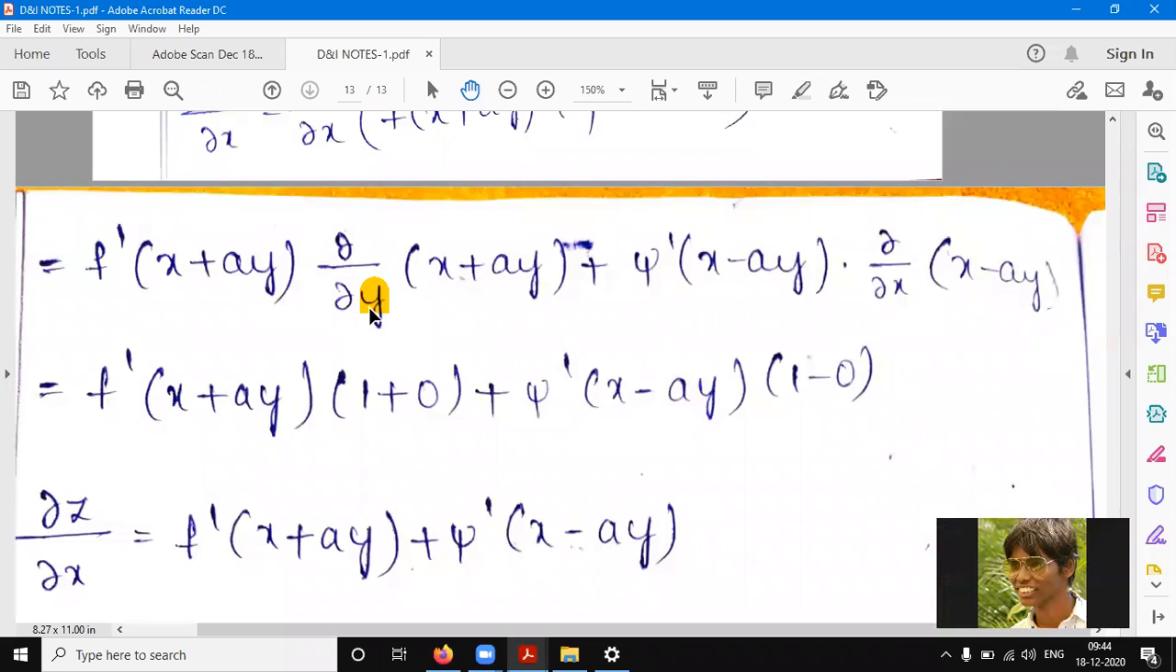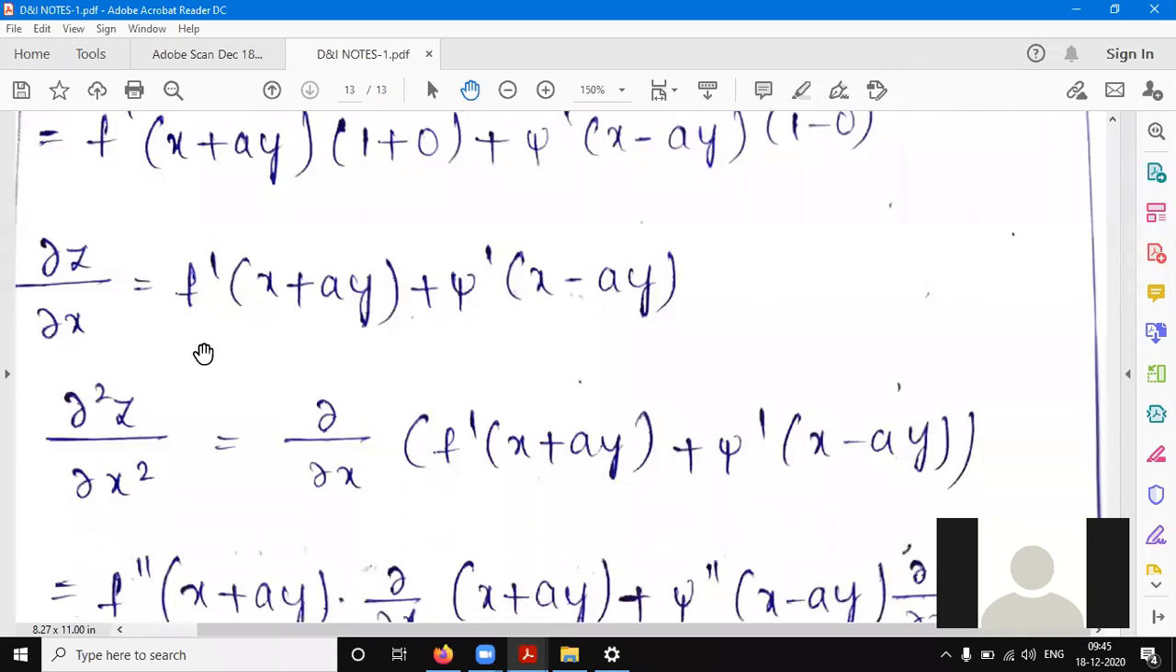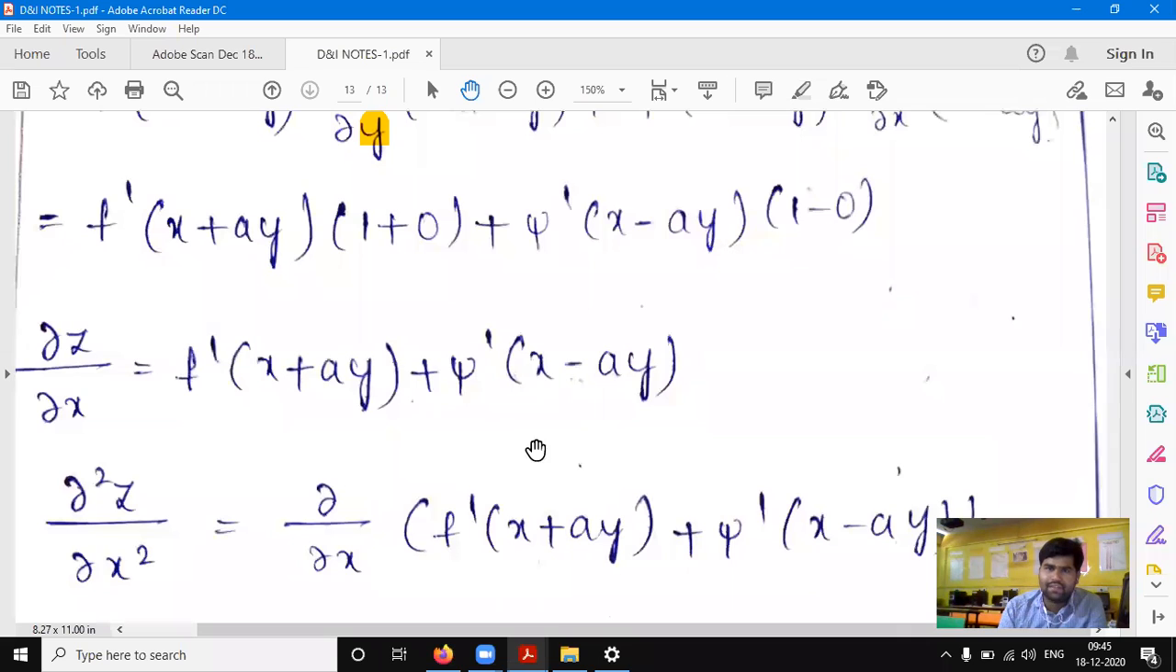It is x, ∂/∂x, it is not y. So ∂z/∂x is equal to f'(x + ay) into (1 + 0), which is 1, plus ψ'(x − ay) into (1 − 0), which is 1. So 1 into this term becomes this only, that is ψ'(x − ay).